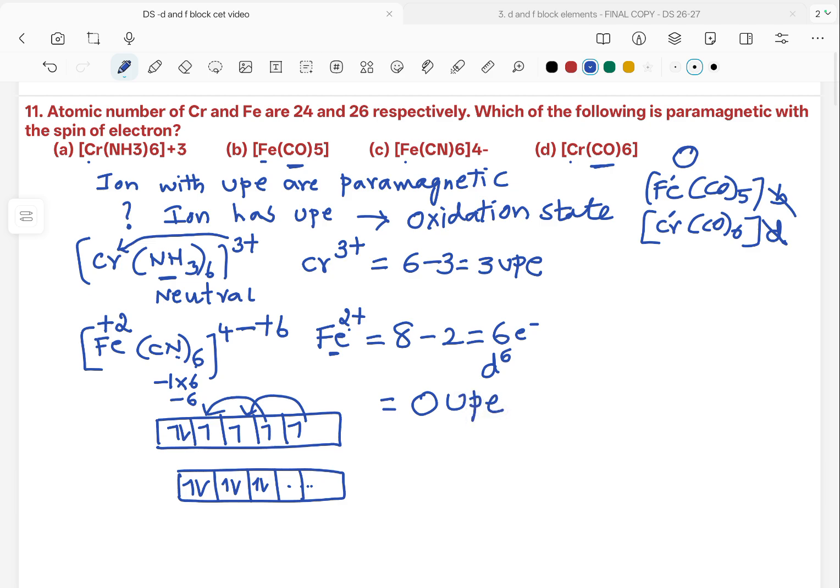Finally, chromium is the one which has 3 unpaired electrons and shows paramagnetism, whereas Fe2 plus having 0 unpaired electrons will not be paramagnetic in nature. Therefore, our answer should be A option, which will show paramagnetism.